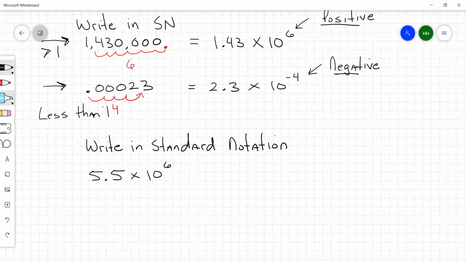5.5 times 10 to the 6th. You can use this rule we just talked about in reverse now. Since your number that's in scientific notation has a positive power, then in standard notation, it's got to be greater than 1. All right? So I take this first number, this 5.5, and I just write it right here without the decimal.